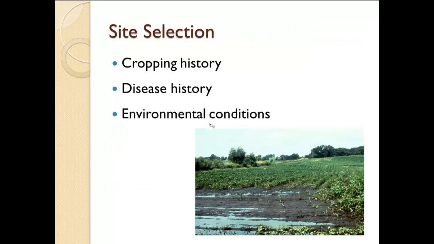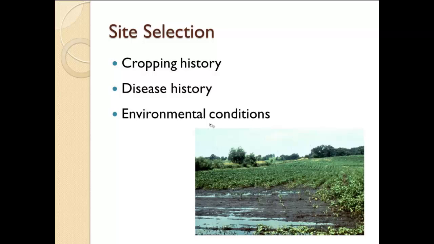Another thing that we can do is select the sites where we're going to plant our crop to make sure that we find the most appropriate site for whatever we're trying to grow. So we want to look at the cropping history. Pathogens tend to be somewhat host-specific, and they tend to be more likely to infect things within the same plant family or the same plant grouping.